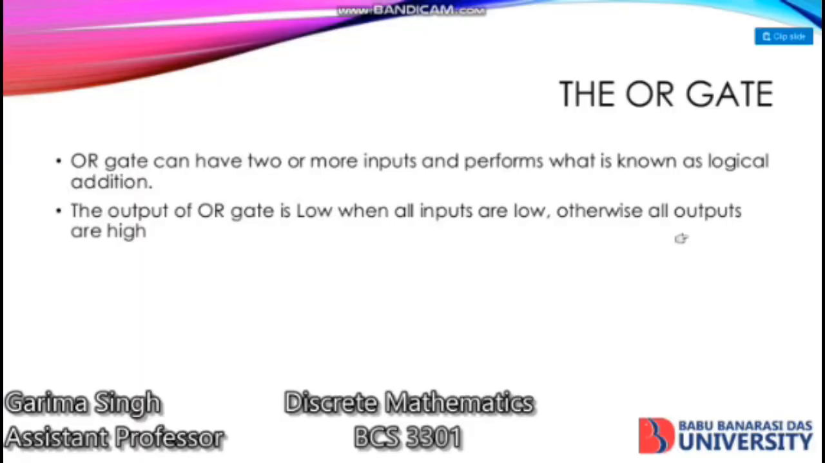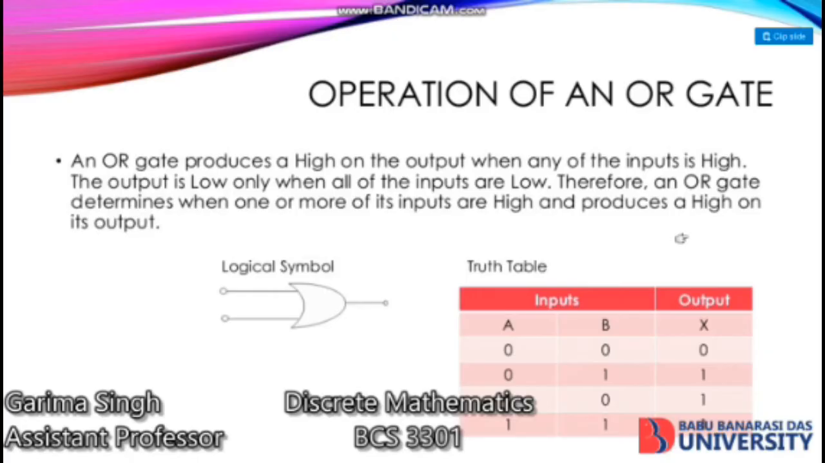And now we will study the OR gate. The OR gate can have two or more inputs and performs what is known as logical addition. The output of an OR gate is low when all the inputs are low, otherwise it is always high. So this is basically the reverse condition of the AND gate. When any of the inputs is high, you will get a high. Otherwise, if all the inputs are low, then you will get a low value in the output.